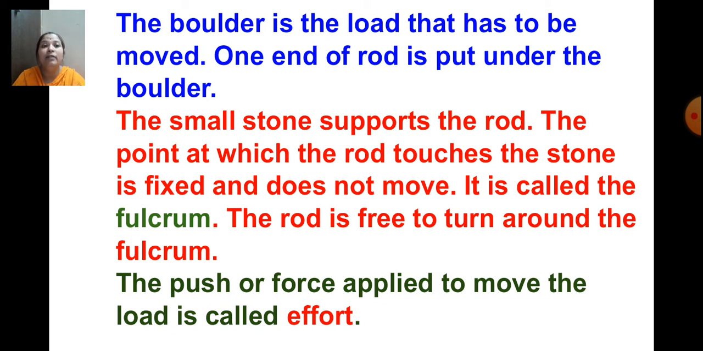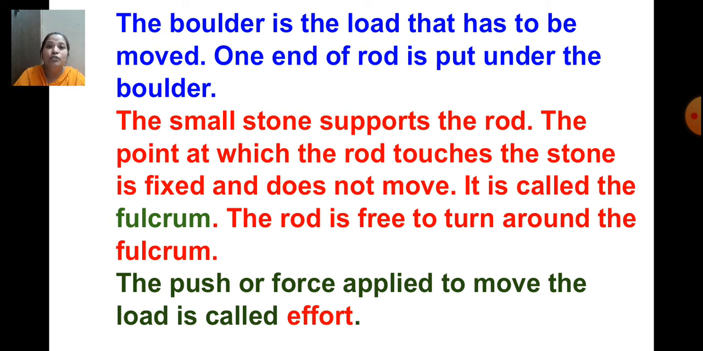The point at which the rod touches the stone is fixed and does not move. It is called the fulcrum. The rod is free to turn around the fulcrum. Now if you can see, one side is under the bigger stone, or the boulder. On the other side, the rod is free. You can move it anyway, right? The boy can move it in any direction, right? The push or the force applied to move the load is called effort.